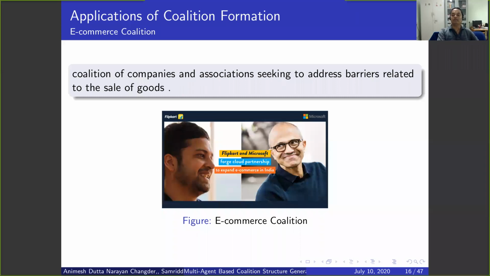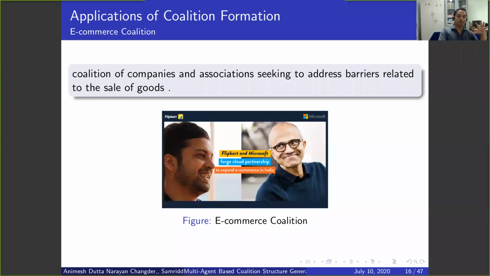So while expanding their business, Flipkart joined hands with Microsoft. Microsoft gives the support of cloud services. On the other hand, Flipkart takes these cloud services and uses them for their e-commerce delivery services. These two companies are entirely separate companies. Their administrations are separate. Their profits are separate. But to expand their business in India, Flipkart joined hands with Microsoft. Okay.